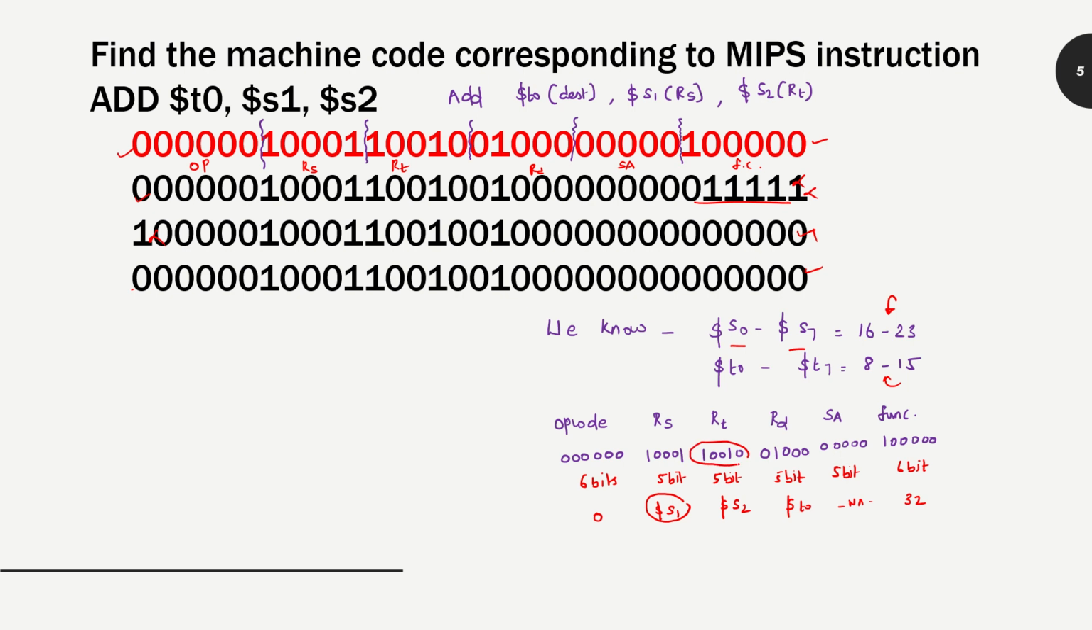Now RT gets 10010, which is 5 bit again, which is nothing but S2 because it is 18. Now RD gets 01000. It is just 8 value. So what is 8? 8 is T0. Now you see that I have got T0, S2 and S1 right here in the first option itself. So let me go ahead with the first option as the answer.